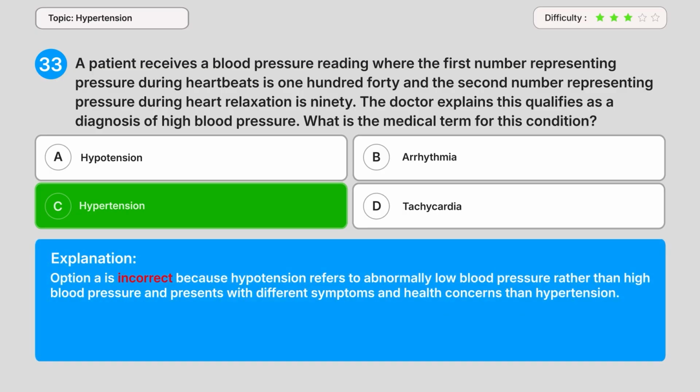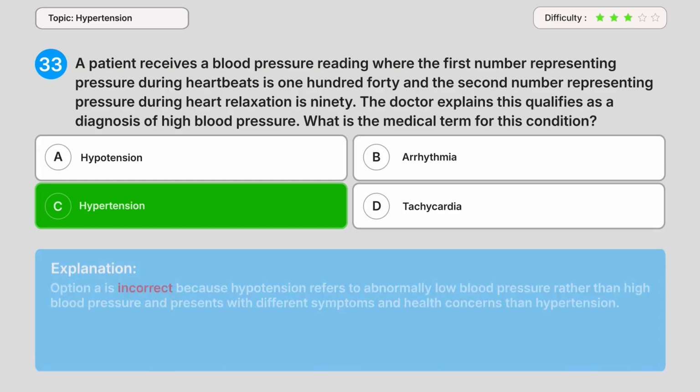Option A is incorrect because hypertension refers to abnormally low blood pressure rather than high blood pressure and presents with different symptoms and health concerns than hypertension.